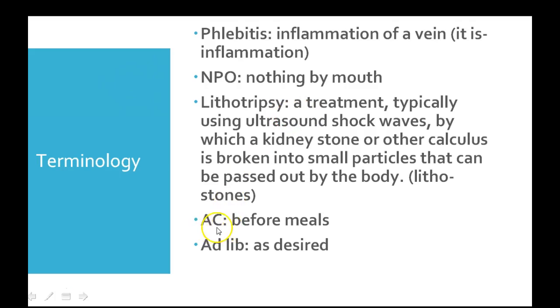Now, AC, before meals. Now, you're going to see this frequently, especially for patients who need to check their blood sugars or any other thing that the doctor wants done before meals. AC, ad lib, as desired.